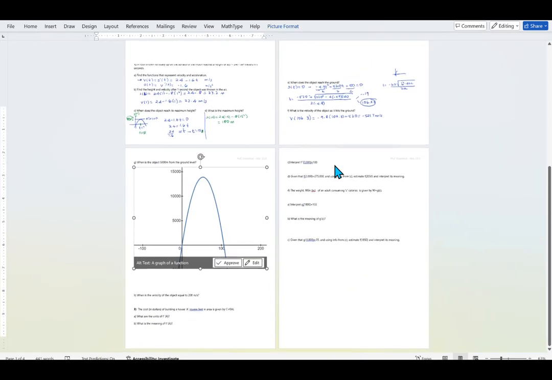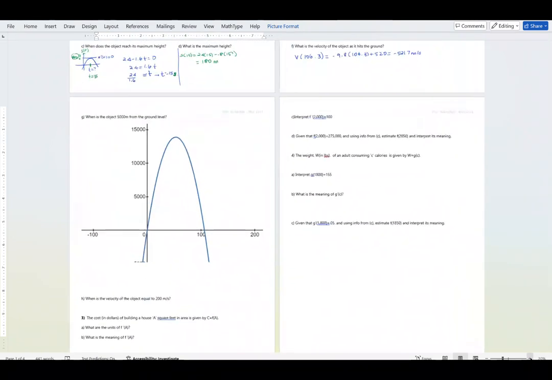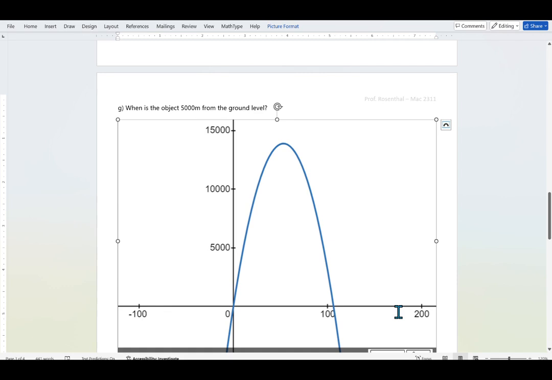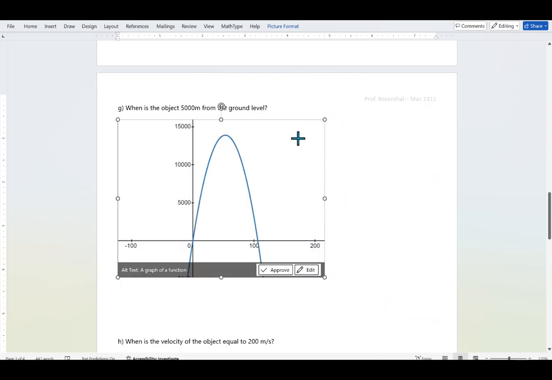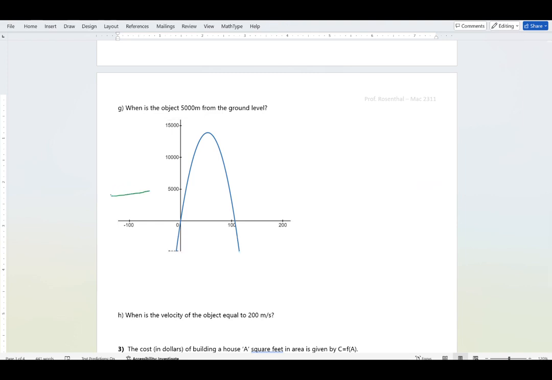So when is it 5,000 meters above the ground level? Okay, so I got this gigantic graph, but I want to be able to show you here what's going on. So I'm going to draw a line roughly at the point of 5,000. Notice that will happen twice. Once at this point here, called t sub 1, and once at this point right here, called t sub 2. So we expect there's going to be two answers to this question. When is it 5,000 meters from the ground level?